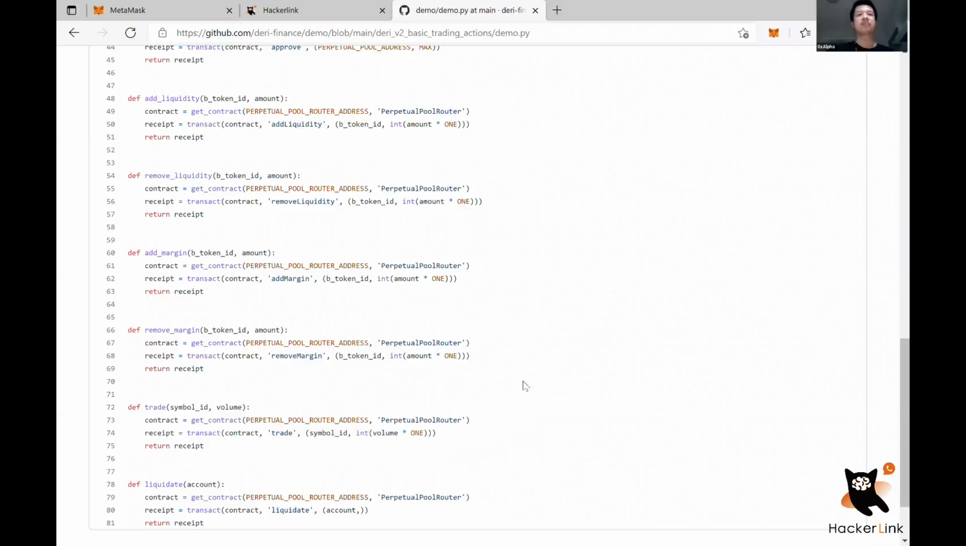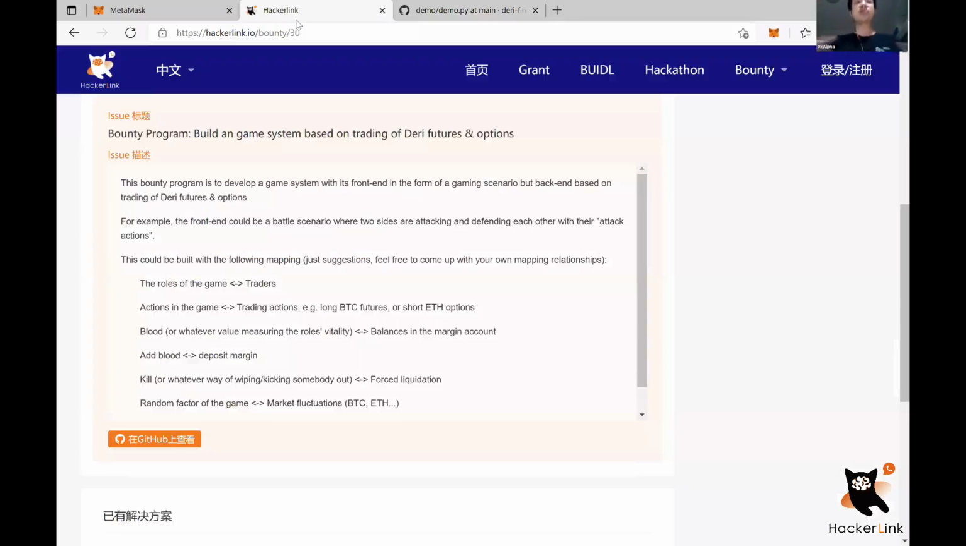Okay, then let's get to the main topic of today, which is the bounty program. The bounty program is to build a game system based on the trading of dairy futures, right? The trading of dairy futures and options is what I showed you just now. Just now I did 2 trades of the futures, and I also showed you the interface of doing trades for the options. But the actions are actually quite similar.